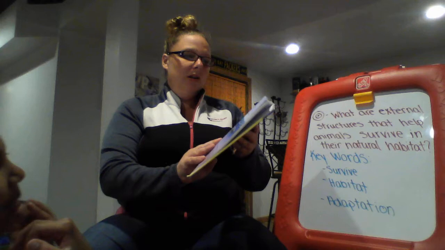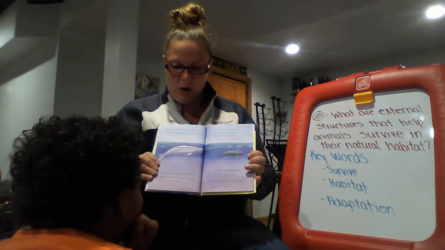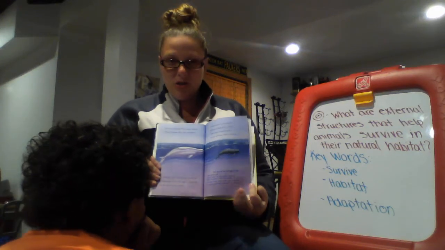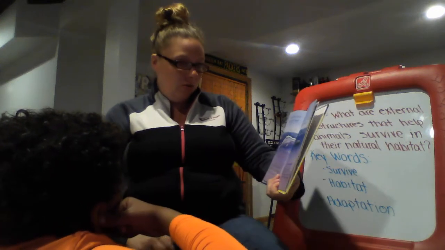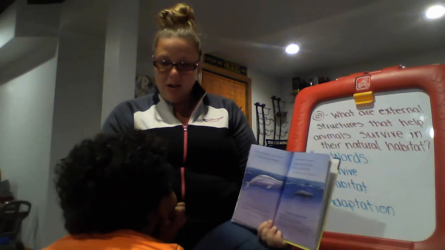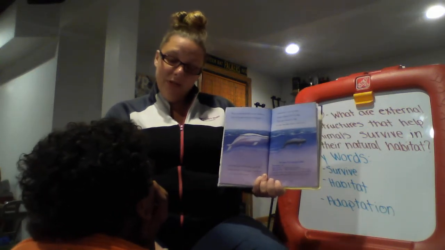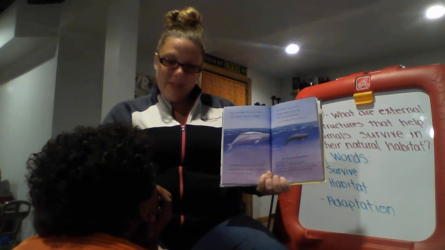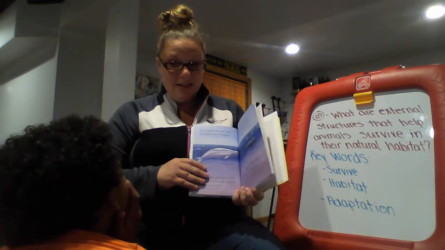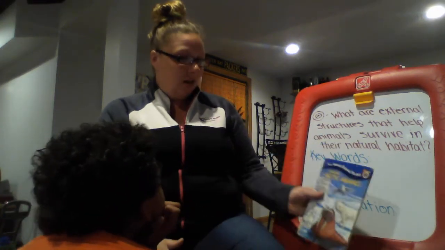Let's see. Ooh, here is a whale, an Arctic whale that lives in really cold water. What is an external structure of this Arctic whale? Its nose. Its nose, okay. What does he use his nose for when he's under the water? What do you think? Maybe to breathe? Maybe, you think? Okay, so we read this book yesterday and it talked all about these Arctic animals.